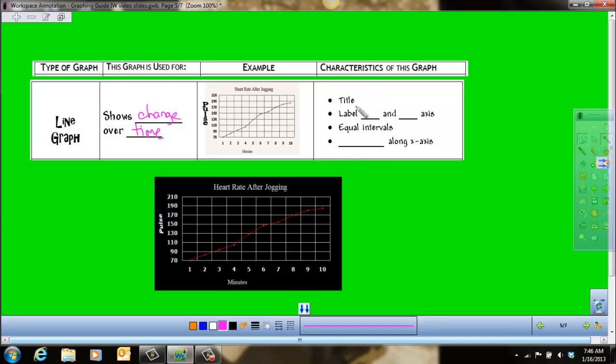But characteristics, you want to have a title, you want to label your x and your y axes. Again, you need equal intervals. So in this example, you're going up by 20 every time. You can't go up by 20, then 100, then 2. It has to be equal.